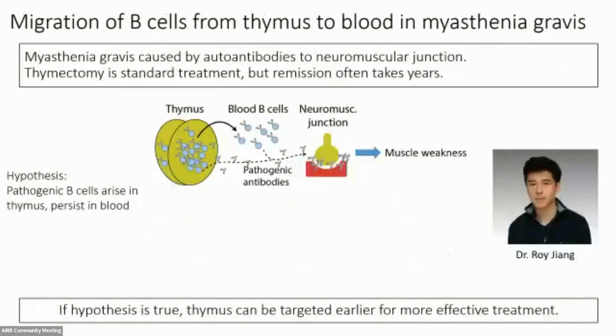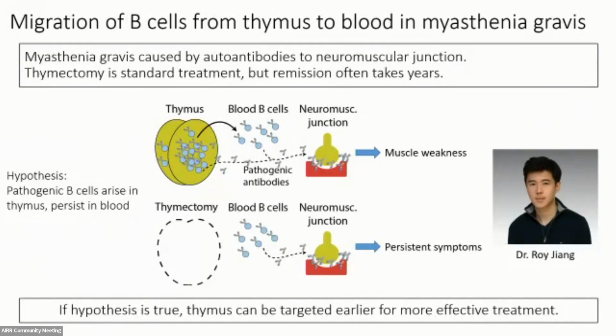One of the most interesting applications that we found for this method is in understanding migration of B cells from the thymus to the blood in myasthenia gravis. So myasthenia gravis is an autoimmune disease caused by autoantibodies binding to the neuromuscular junction. A standard treatment is thymectomy, but remission can often take years. And one hypothesis for why this happens is that pathogenic B cells arise from the thymus, which is odd because B cells really shouldn't be in the thymus in the first place. And some of them escape into the blood and periphery where they can continue to cause disease.